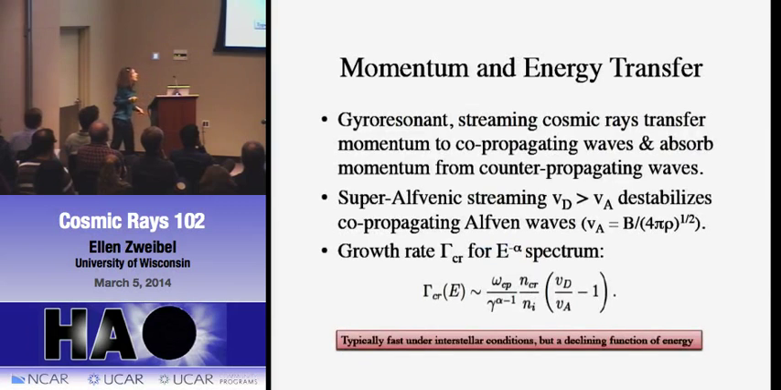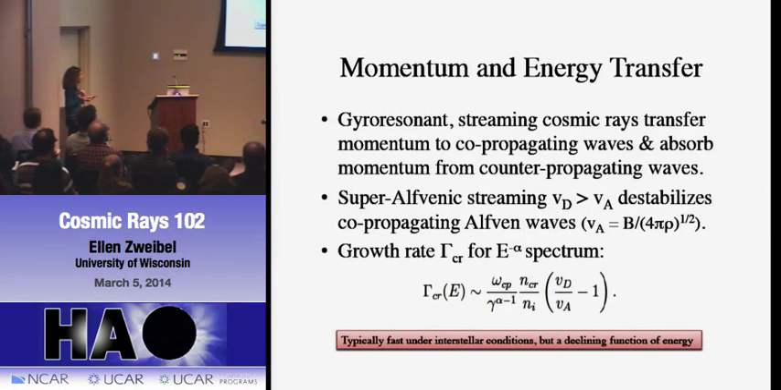Okay, so now let's talk about what makes nu plus and nu minus what they are. So it turns out that gyroresonant streaming cosmic rays, so this is when the whole cosmic ray distribution is being advected at some speed, which we call the streaming speed, transfer momentum to waves that are co-propagating, and absorb momentum from waves that are counter-propagating relative to the direction of streaming.